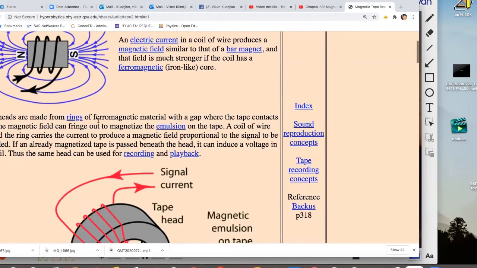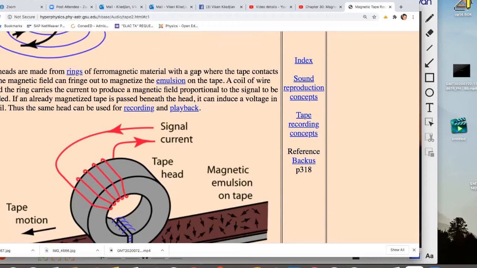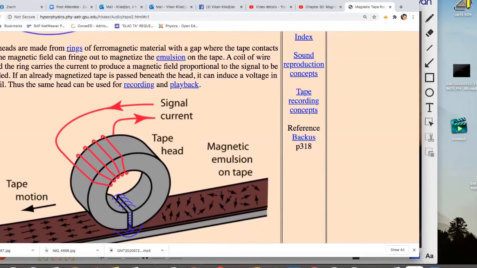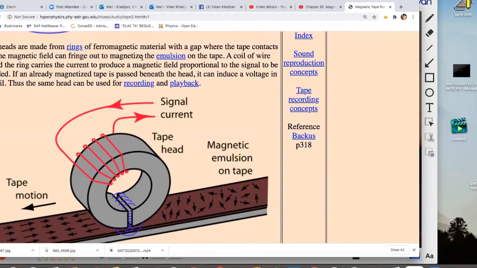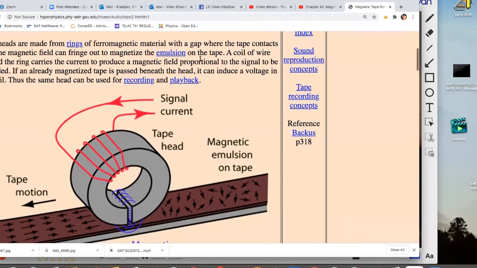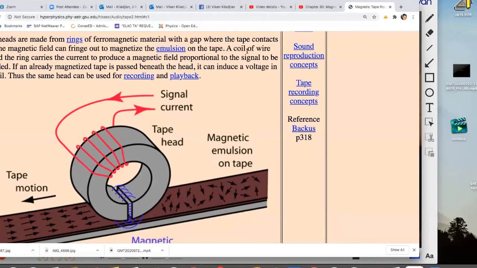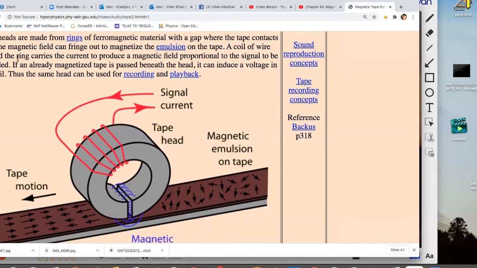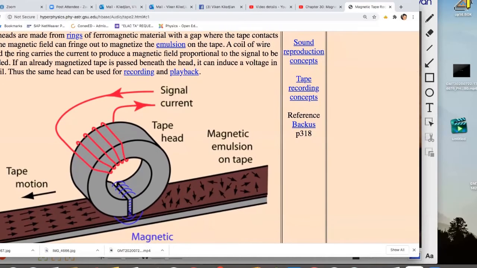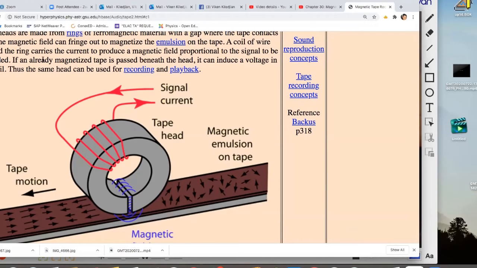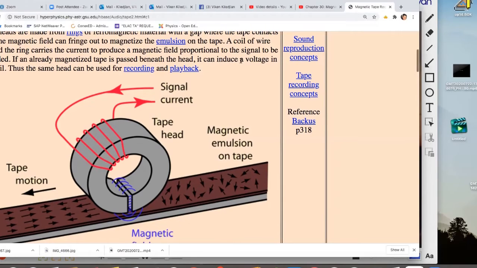Tape heads are made from rings of ferromagnetic material with a gap where the tape contacts it, so the magnetic field can fringe out to magnetize the emulsion on the tape. A coil of wire around the ring carries the current to produce a magnetic field proportional to the signal to be recorded. If an already magnetized tape is passed beneath the head, it can induce a voltage in the coil. Thus, the same head can be used for recording and playback.